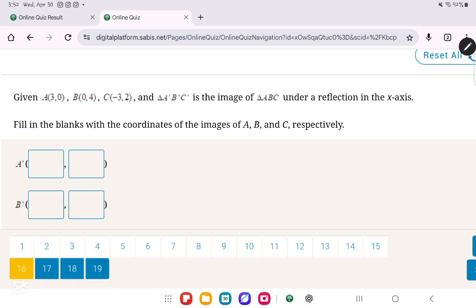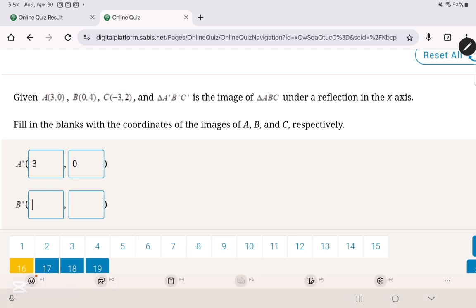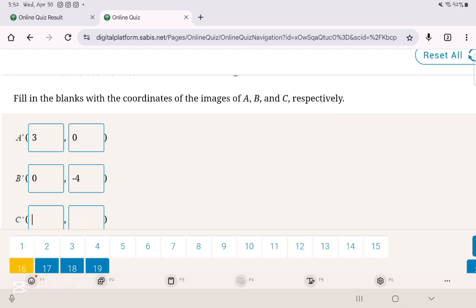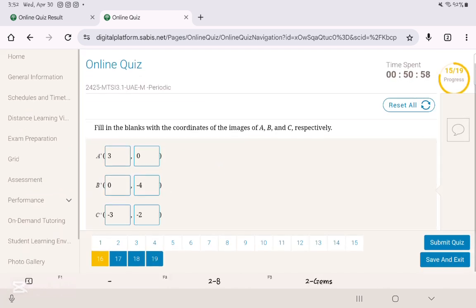We move on to question number 16. Here in question number 16, they said a reflection in the x-axis. As we said, when they say a reflection in the x-axis, the only thing that's going to change is the y. So the y is only going to change its sign. So 3, 0 will stay 3, 0. 0, 4 will become 0, minus 4. Minus 3, 2 will become minus 3, minus 2. Very simply, that's it for question number 16.